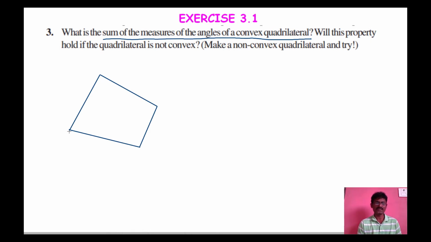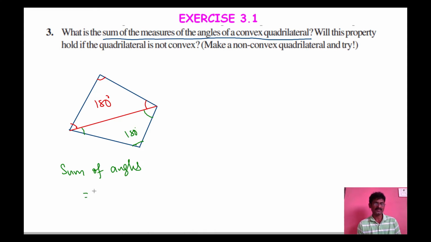To know that, let us break this quadrilateral into 2 triangles. In each triangle the sum of the 3 angles is 180 degrees. Similarly in the second triangle also the sum of 3 angles is equal to 180 degrees. So we can say that the sum of measures of angles, in the sense here interior angles, is equal to 180 plus 180, which is equal to 360 degrees. Now we need to check will this property hold if the quadrilateral is not convex.